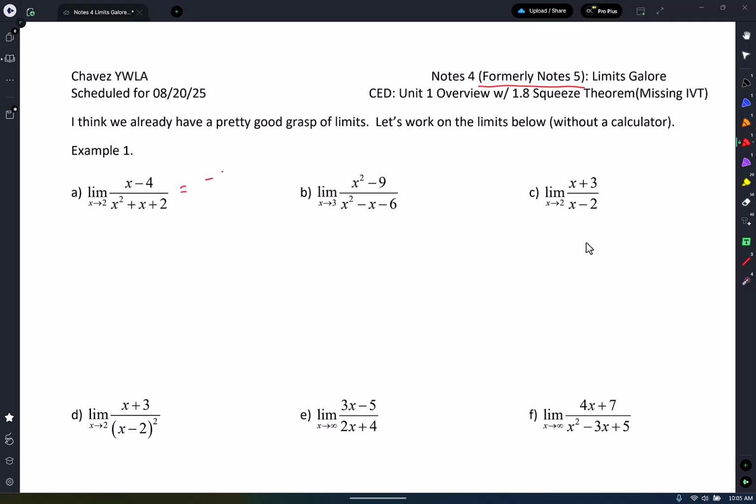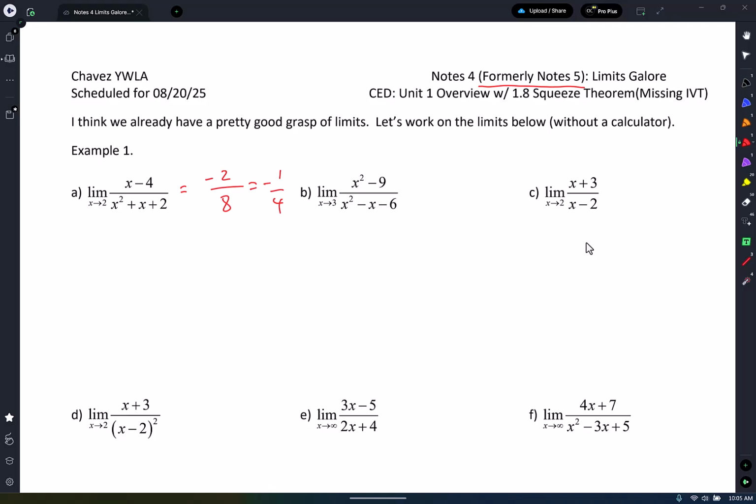2 minus 4, negative 2, over 2 squared is 4, plus 2, plus 2. So 2 plus 8. So this reduces to negative 1/4. Yay or nay? Letter B. Can I do direct substitution for that one? No, because you get a 0 in the denominator.